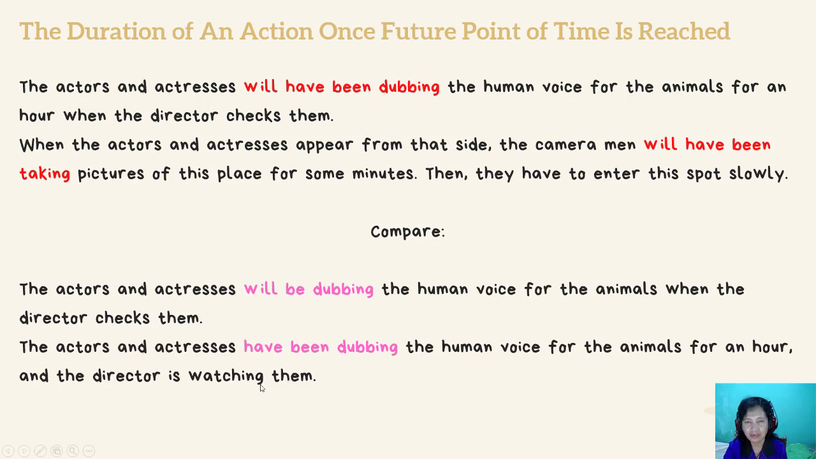Okay, I want to emphasize again that in present future perfect continuous, the duration is important, while in present future continuous, there is no duration, although the meaning for them is the same.